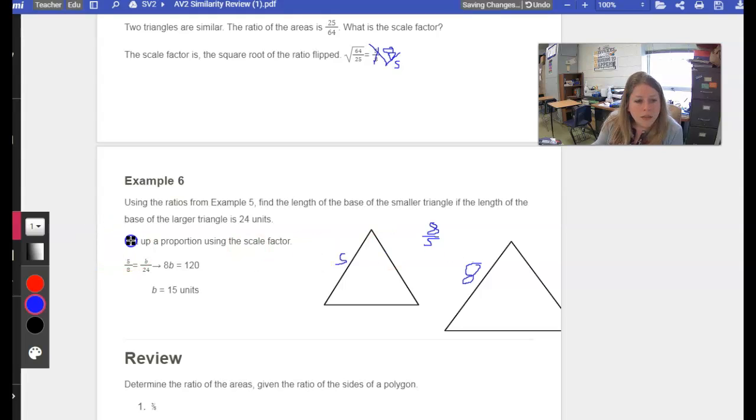Let's see. Find the base of the small triangle if the length of the base of our large triangle is 24. Okay, so we know we're going in a ratio of 5 to 8, so that's where this comes from. And then we're trying to find the base to 24. So 5 and base are both on the small triangle, 8 and 24 are both on the large triangle, and then we can cross multiply. 8b equals 5 times 24.